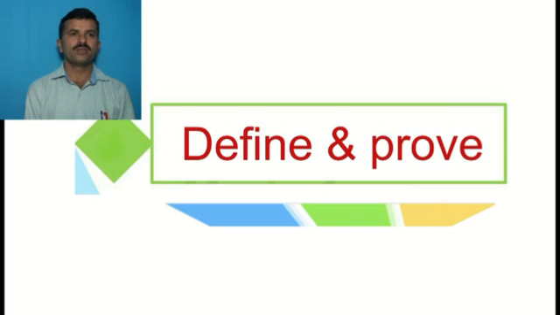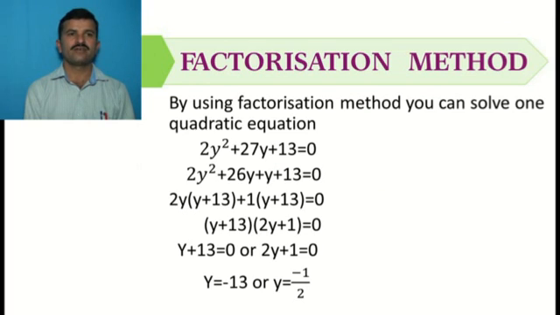You learned before how to find the factors of a quadratic polynomial, and now you have to use that to solve a quadratic equation by the factorization method. By using the factorization method, you can solve the quadratic equation 2y square plus 27y plus 13 is equal to 0.